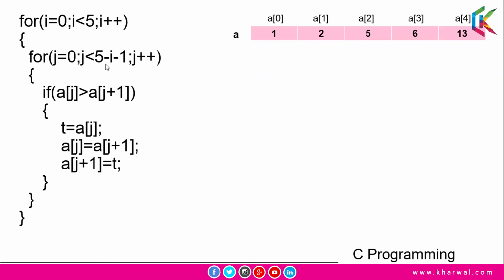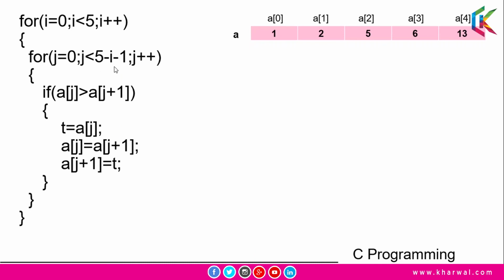Now this condition becomes false, and control will come out from this for loop of j, and after that i plus plus will be executed. So the value of i will be 4 and 4 less than 5, and this condition is true, and control will be transferred to the for loop of j, where the value of j is 0 and 0 less than 5 minus 4 minus 1. So here it will be 0. So 0 less than 0, and this condition is false.